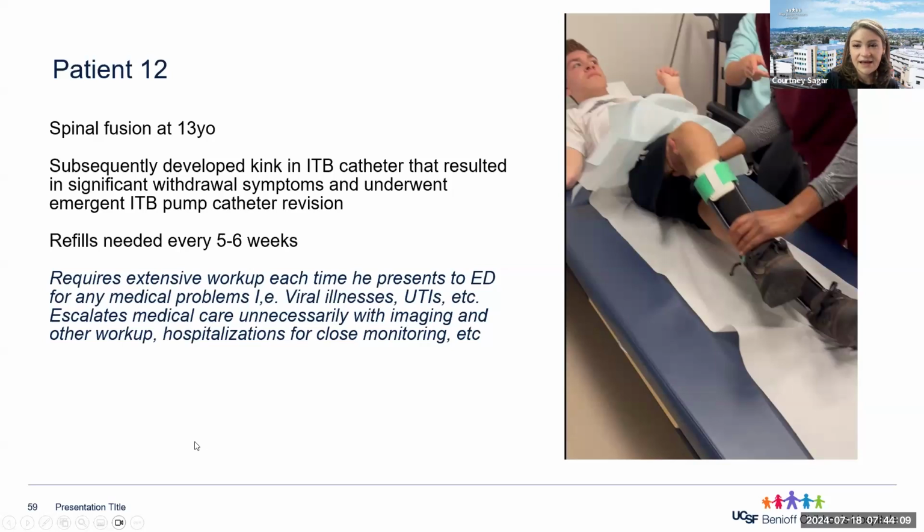Another downside is that whenever he presents to the ED with any kind of medical concern, pump malfunction is always suspected to be the cause, and so it has to be ruled out before really any other workup is started. So this delays his medical care. He's having unnecessary imaging and pump interrogation consistently upon arrival. He's presented with increased tone secondary to viral illnesses, UTIs, and most recently for recurrent kidney stones.